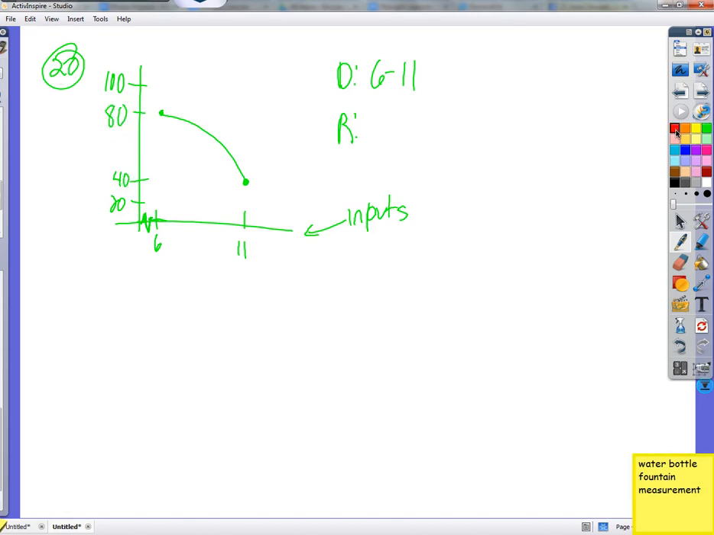So if we were to draw a vertical line up from, let's say, the edge of the graph, we would get down to 6, 11 if we go horizontally. So from there to there is our domain. From there to there is the range. So 40 to 80. Okay.